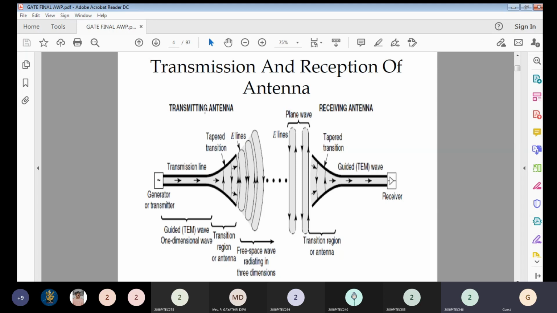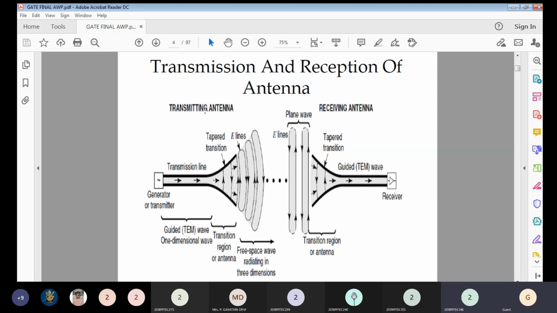And finally we are going to receive the plane wave at the receiving antenna, which will receive the electromagnetic energy and give it towards the TEM wave. TEM wave is nothing but a transmission line wave. Finally the signal is converted into an electrical signal and given to the receiver. The receiver can demodulate the signal and we are going to get the proper output. This is how your antenna works in wireless communication from the transmitter side and receiver side.